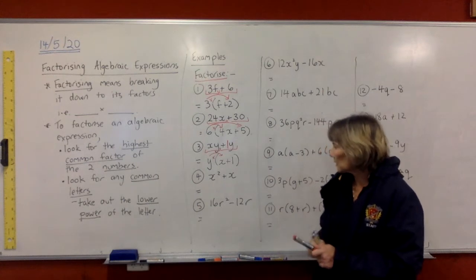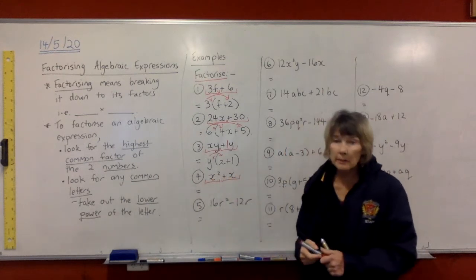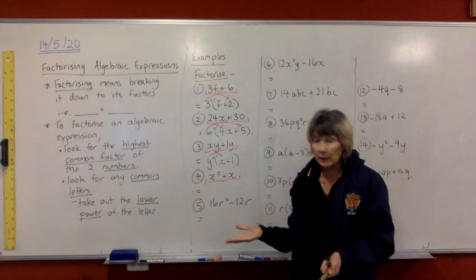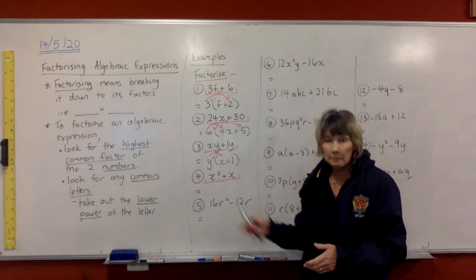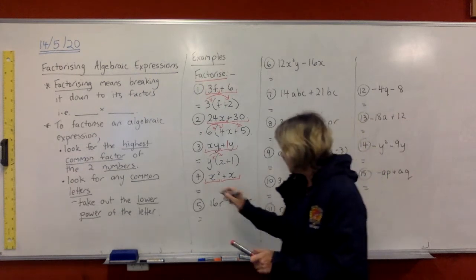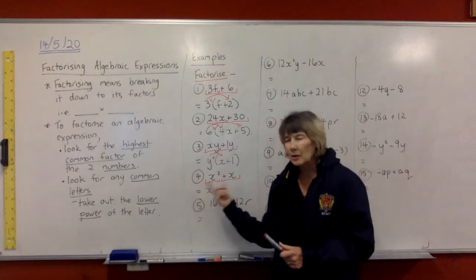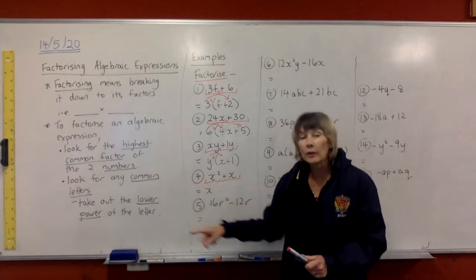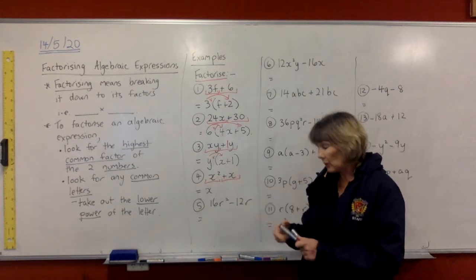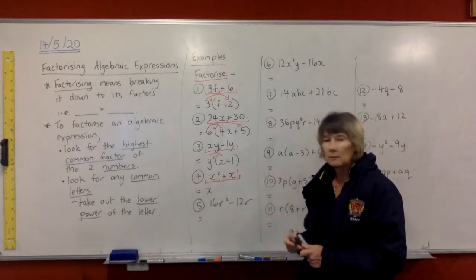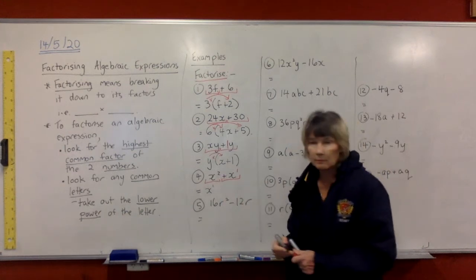Okay, let's look at the next one. We're looking at the 2 terms. There's no numbers for either of them out the front, so we don't have to worry about the numbers. There is a common letter. They both have x's. So we're going to take the x out. Now remember over here I said if there's 2 lots of x's, you take out the lower power. So this has got x squared, and this is really an x to the power of 1. So we're going to take out that lower power, the x to the power of 1.